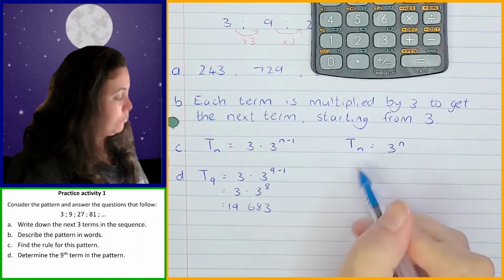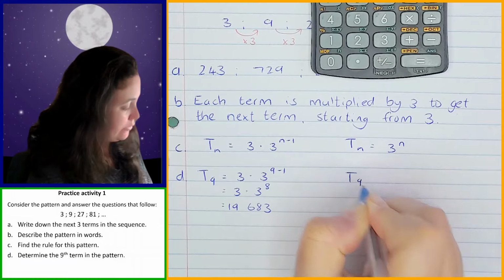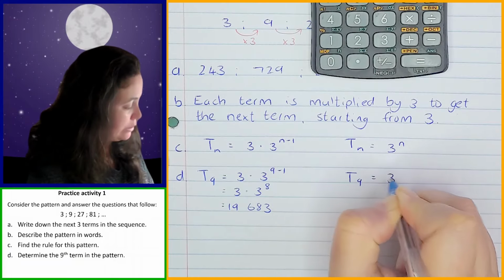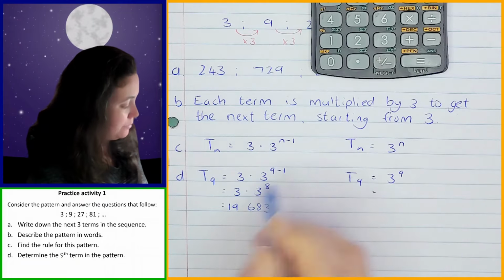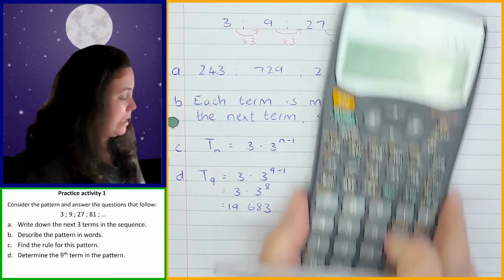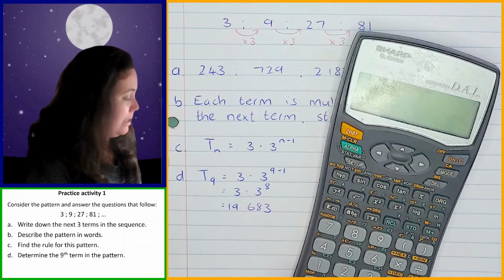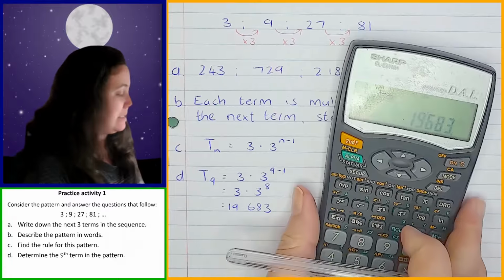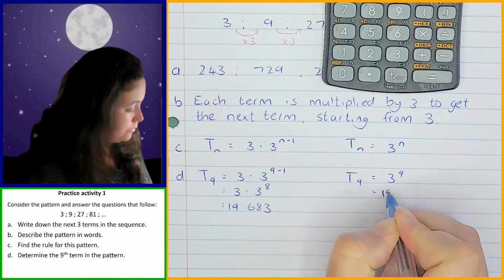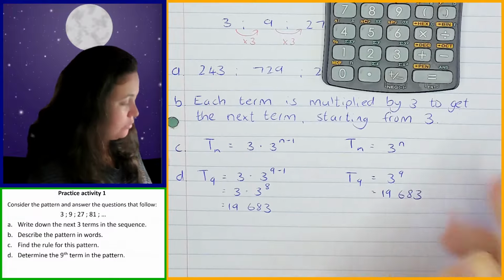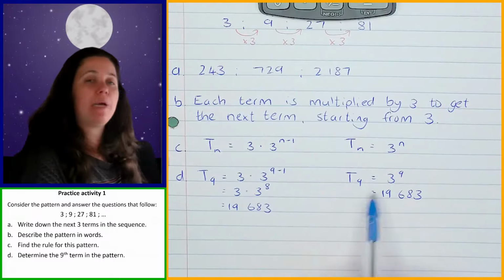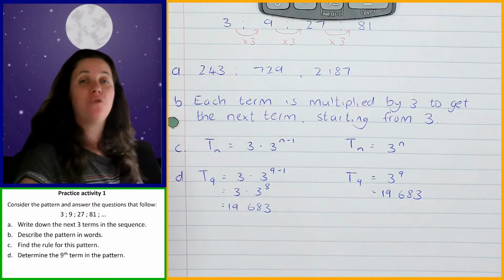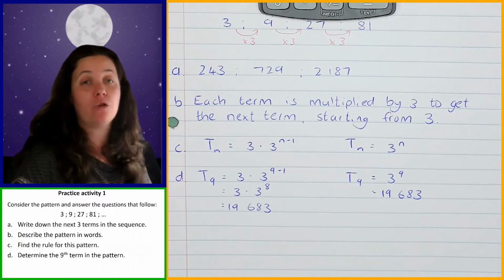If you had your rule written like this, it would look like that over here. T9 equals 3 to the power of 9, and that is going to give you the same thing as what we had over here. So 3 to the power of 9 is also 19,683. But like I said, writing it this way is only an option when the first term in your pattern is the same as the constant ratio.